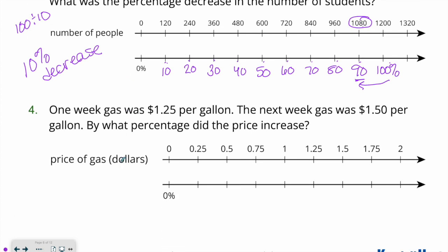One week gas was $1.25 per gallon. The next week gas was $1.50 per gallon. So again, they filled in one number line for us. 125 is our original, our starting amount. So I'm going to put that to be my 100%. $1.50, well, there's our $1.50. To go from 0 to 100, I have 1, 2, 3, 4, 5 hops. So 100 divided by 5 is 20. Each of these represents 20%.